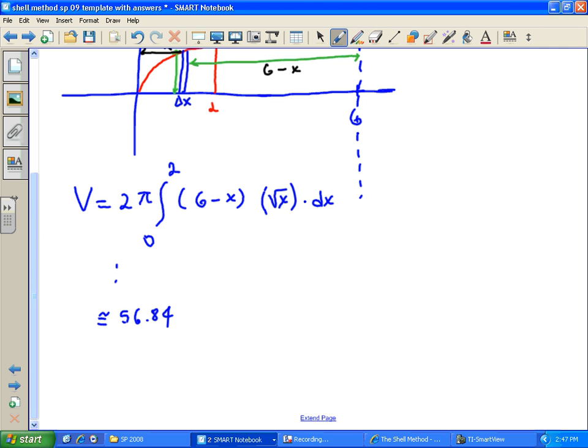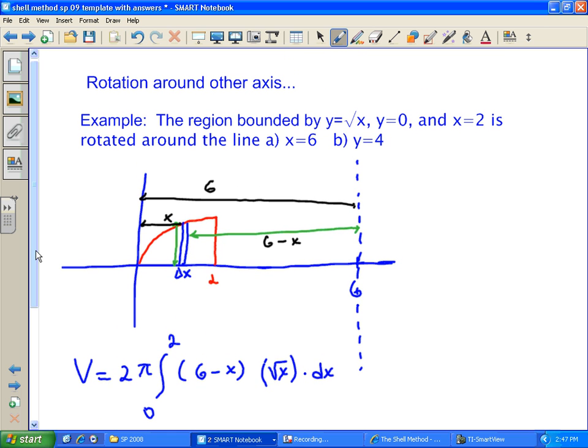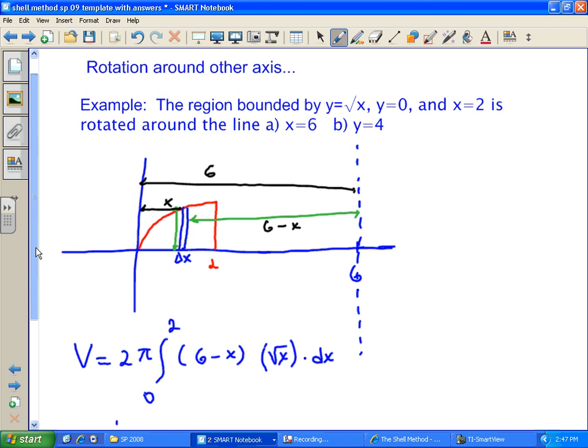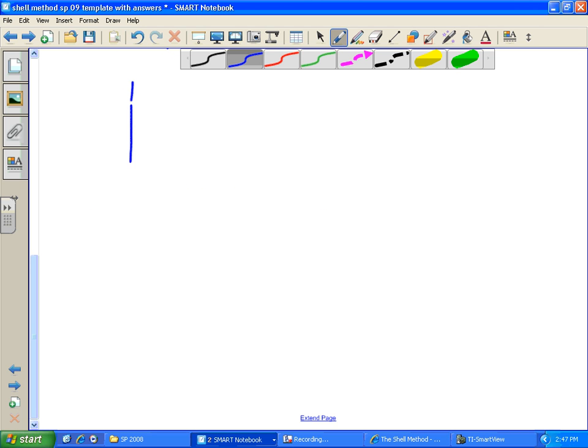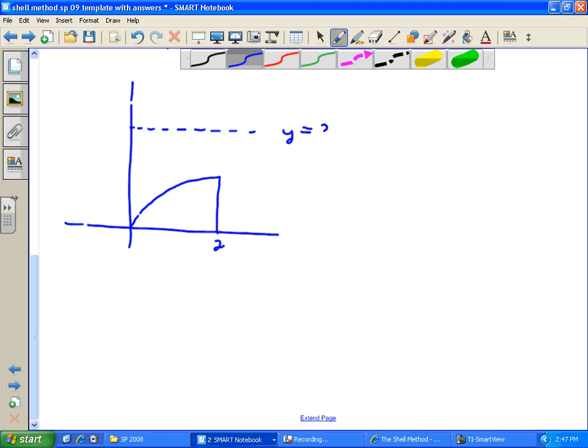Okay, we're going to also rotate this region in part B around the line y equals 2. So let me start another graph for that. This one got too messy. It's going to be rotated around y equals 2. Again, you have a choice as to how you want to select your rectangle. I will select it to be, once again, vertical with thickness delta x.